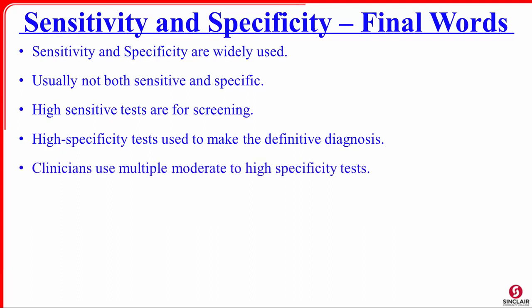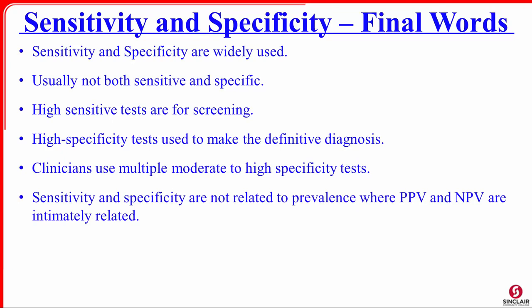Now, in the clinic, we use multiple tests. Since we have nothing that's 100%, we'll use several tests, which increases our likelihood of either ruling in or ruling out a problem, usually a musculoskeletal disorder, when the tests are either negative or positive. Sensitivity and specificity are not related to prevalence, whereas positive and negative predictive values are intimately related.